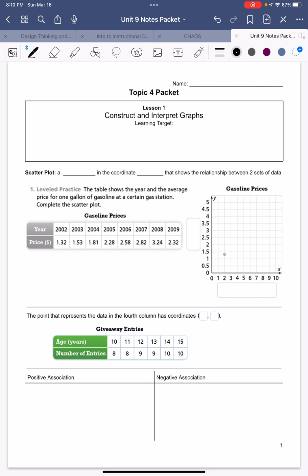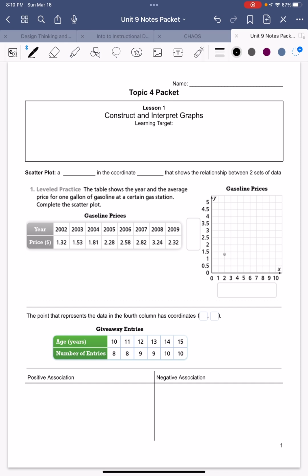So if you haven't gotten the new packet yet, it is on the front table under the TV, new packet for you guys. So go ahead and grab that. It's a short one. There's only 4 lessons in this topic, and this topic is quite easy, usually one of the easier ones. So good one to go through quickly.